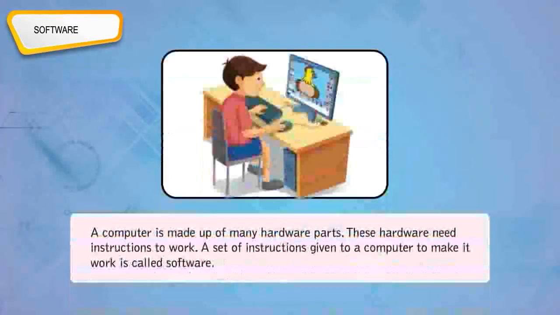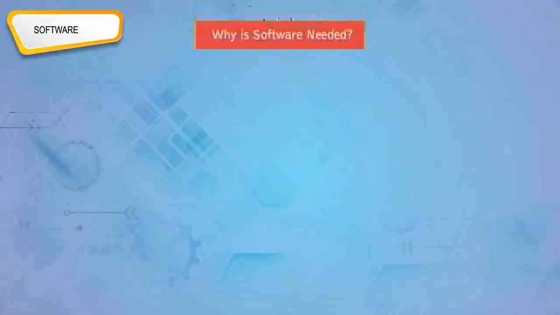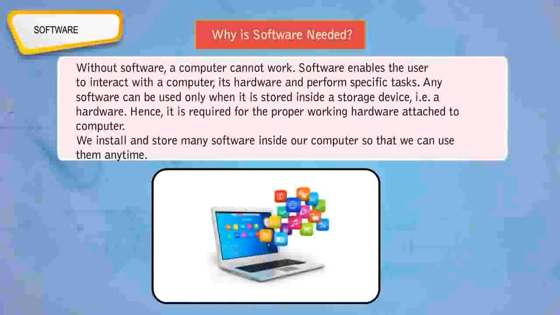A computer is made up of many hardware parts. These hardware parts need instructions to work. A set of instructions given to a computer to make it work is called software. Why is software needed? Without software, a computer cannot work. Software enables the user to interact with the computer, its hardware, and perform specific tasks.